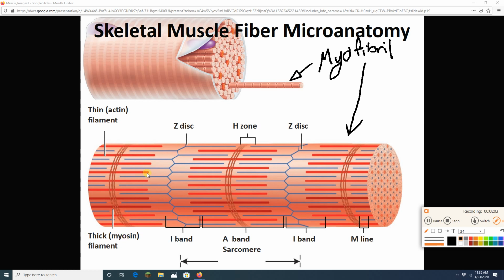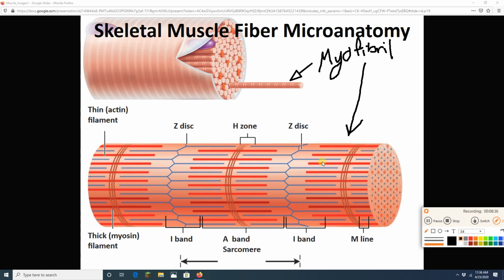Okay, check this out. Right here we have a region of just thin actin filaments. Then we have a region where we have the thick filament. And in the part where we have the thick filament, there is a region of overlap, then just thick, then a region of overlap. Then we have another region of thin. And then it repeats itself, and there's this repeating pattern.